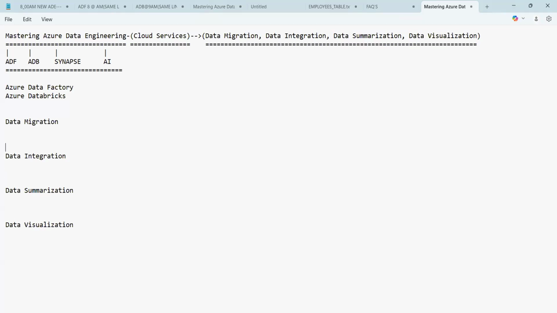So let's see what is data migration here, everyone. If I'm using the word migration, migration is nothing but moving from one place to another place. Moving from one place to another place is called migration.